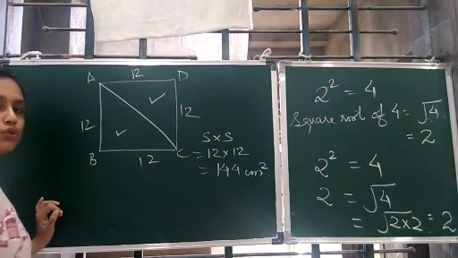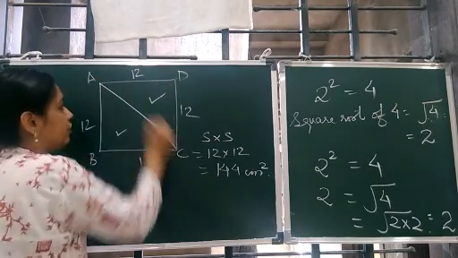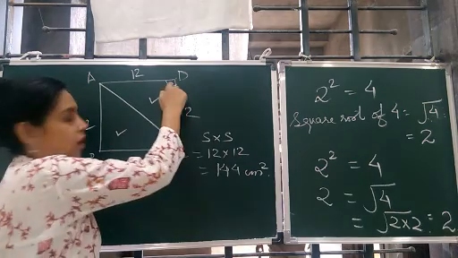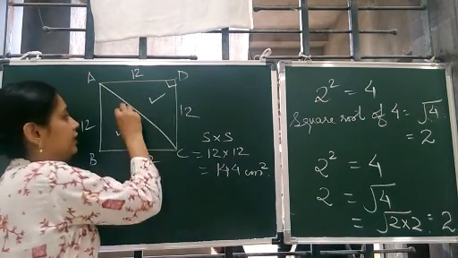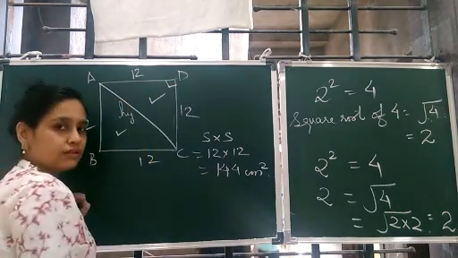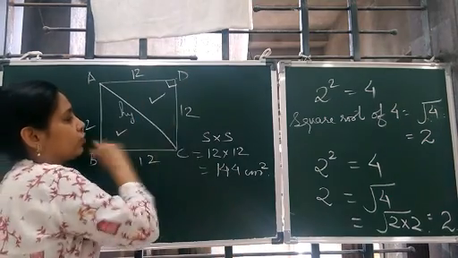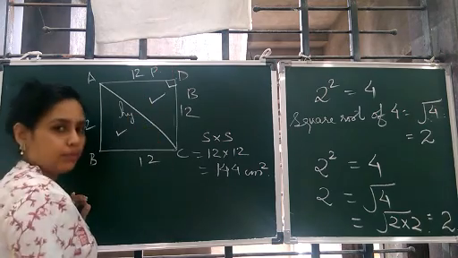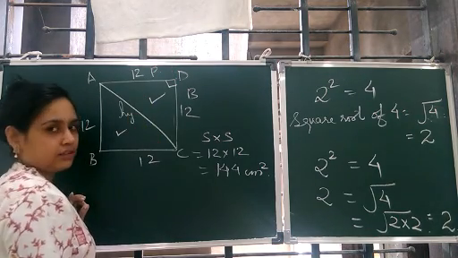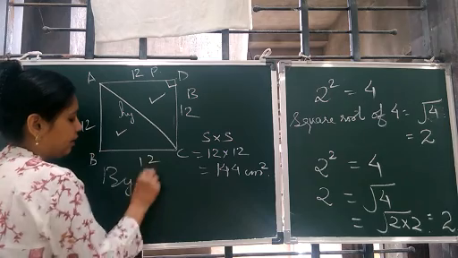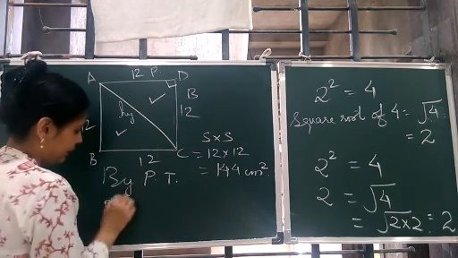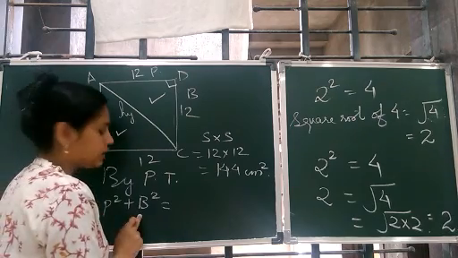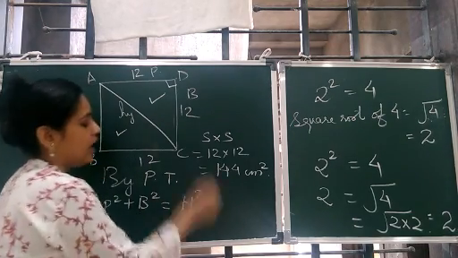The diagonal divides the square into two triangles. Can you see this is a right triangle? Yes, and the side opposite to the right angle is known as the hypotenuse. One side is known as the base, which is at the bottom, and one is known as the perpendicular. And by the Pythagoras theorem, p square plus b square, that is perpendicular square plus base square, is always equal to hypotenuse square.